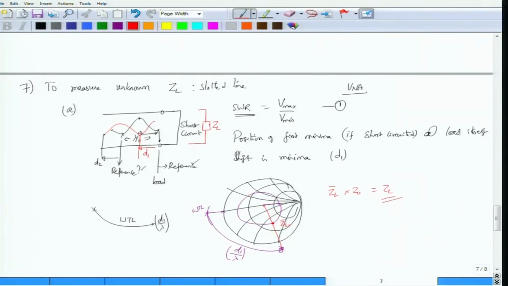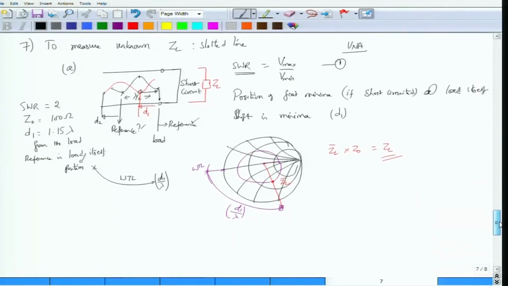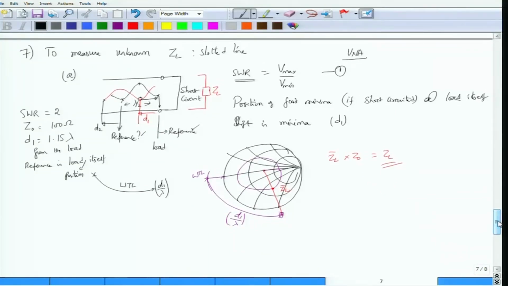Okay, so please carry out this analysis for the values which I will give you now. SWR is 2, Z0 is 100 ohms, and the distance d1 which the minima has shifted is 1.15 lambda from the load. Assume that the reference is taken at the load position itself. So you find the answers and let us see what you are going to get.